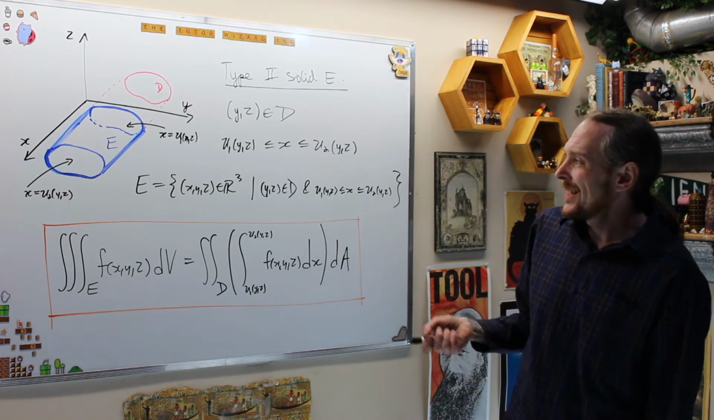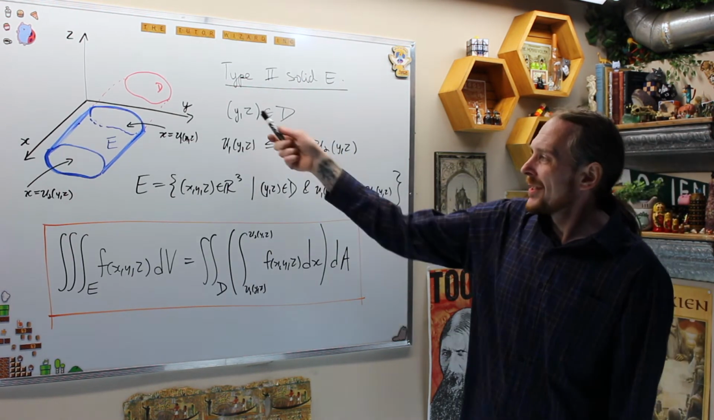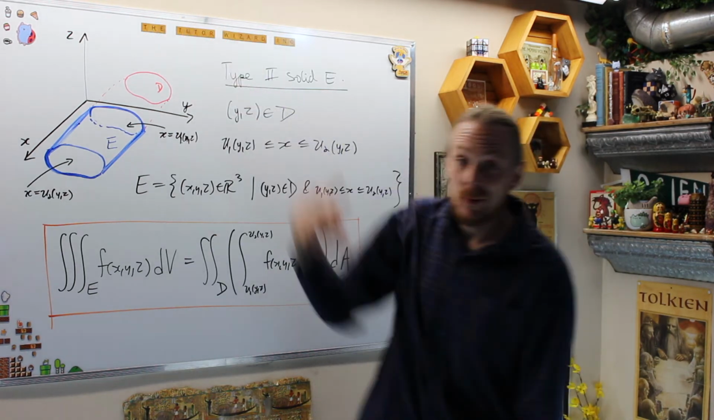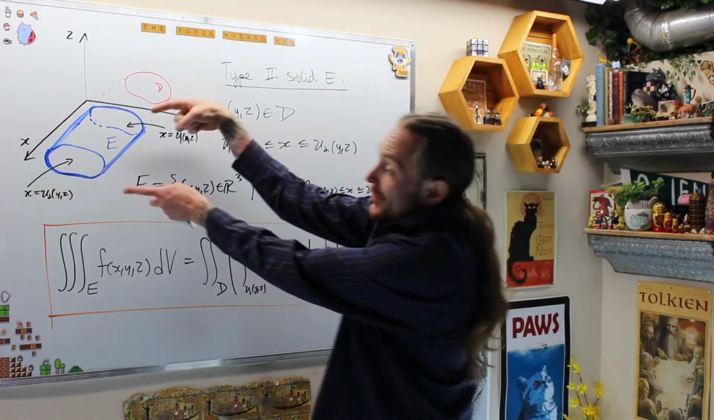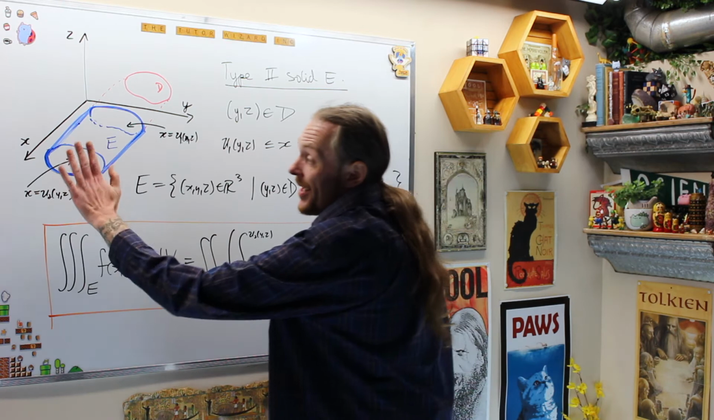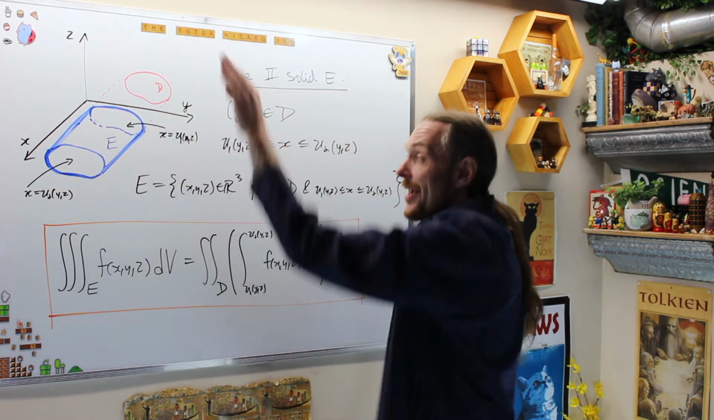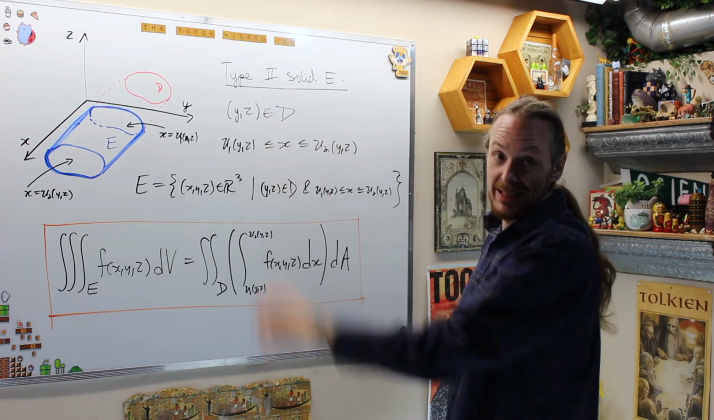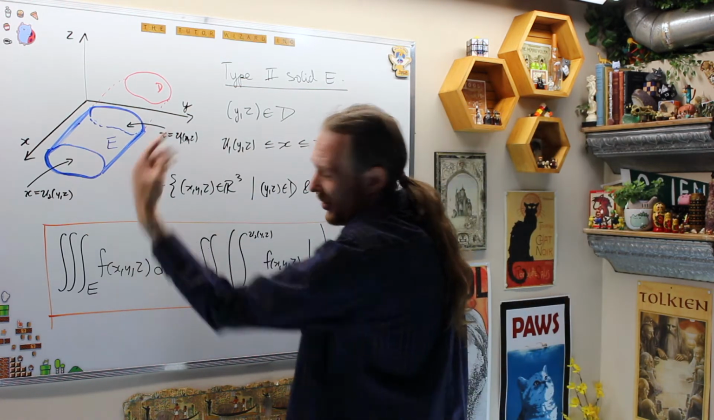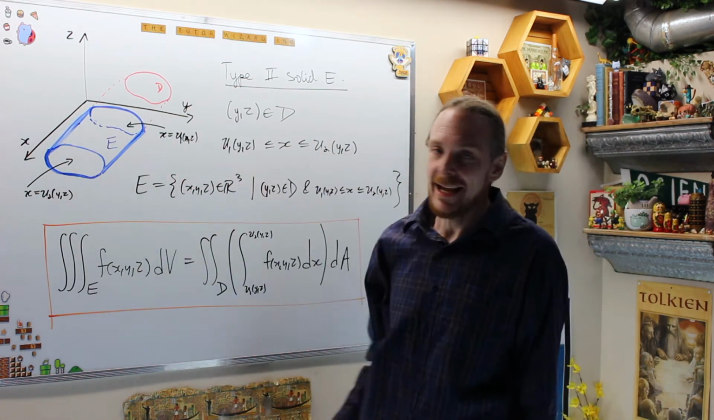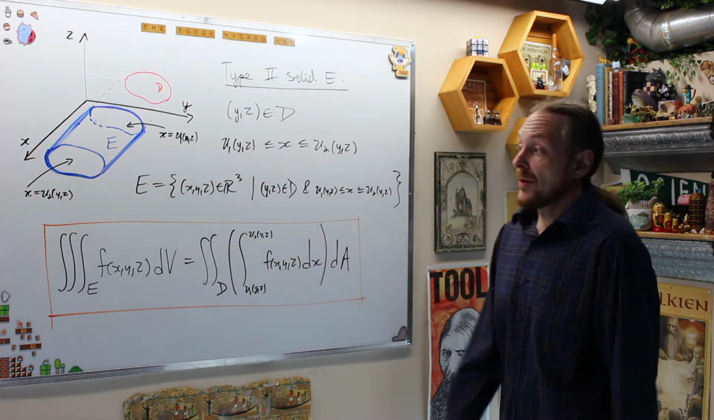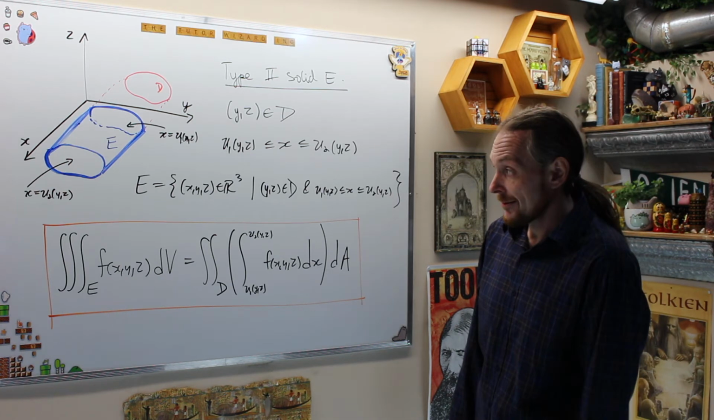Type 2 solid E, now what we're going to do is we're going to say Y and Z. We're going to be in the YZ plane now, and we're going to try and view the surface E as having a front cap and a back cap from this point of view. Or more analytically, we're going to say x is a function u1 of y and z and x is a function u2 of y and z. What is that going to give us?